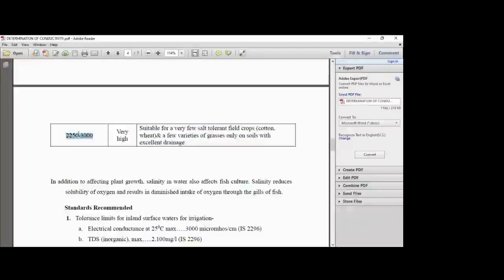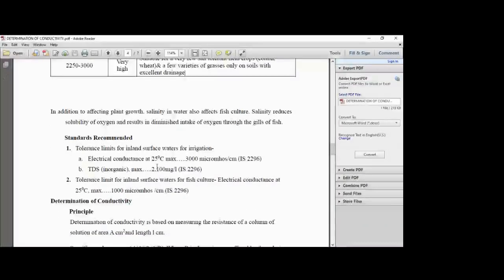So the electrical conductivity of your saline water will be very high, and hence it is not suitable for any type of crop. You don't grow any type of crop in your saline water, right? In addition to affecting plant growth, salinity in water also affects fish culture. Apart from irrigation, I can also use this treated wastewater for fish culture, right? And if that particular salinity is more or less, that is also going to affect the fish culture business that I'm doing.